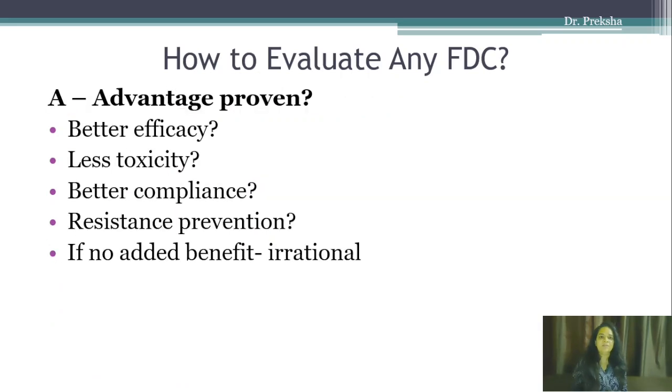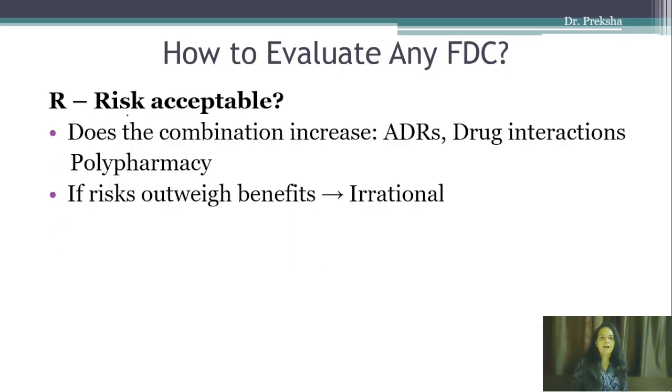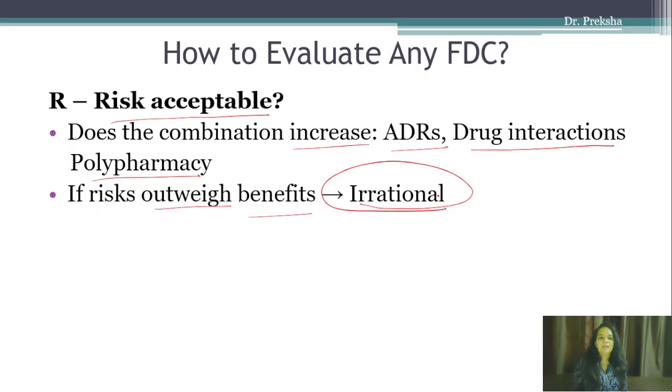Now A stands for whether the advantage is proven or not, in terms of better efficacy, less toxicity, better compliance, or prevention of resistance. If there is no added benefit, then it is an irrational FDC. R stands for whether the risk is acceptable or not. Does the combination increase adverse drug reactions, drug interactions or polypharmacy? If the risk outweighs the benefit, then it is likely to be an irrational FDC.